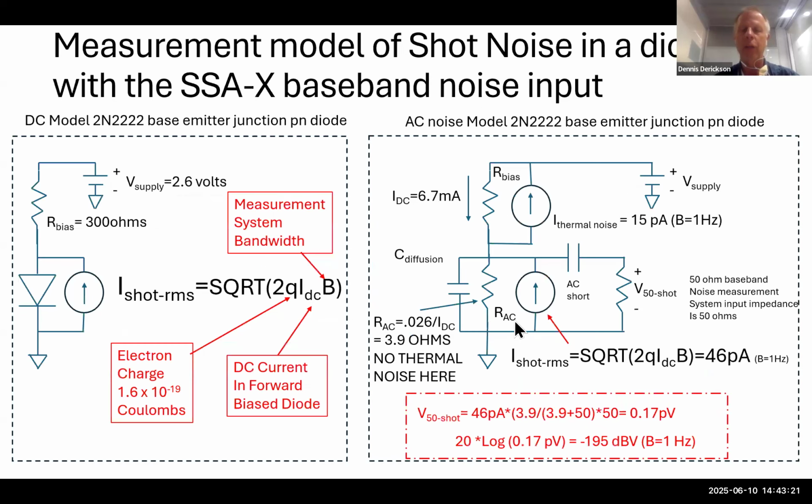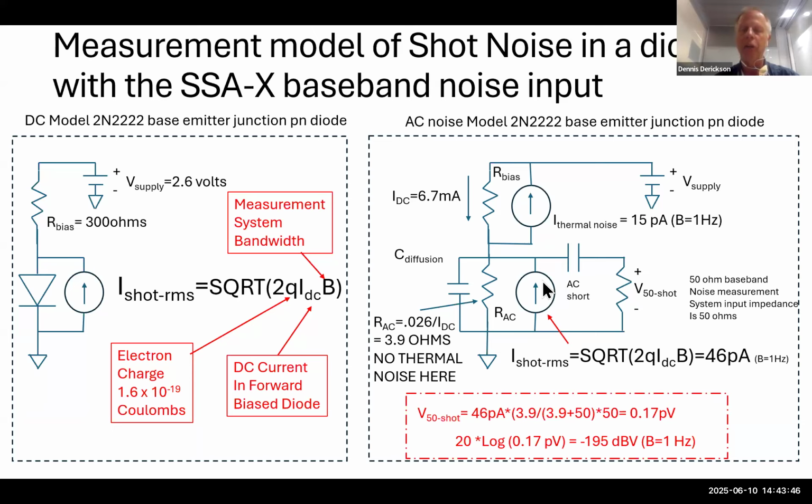Now, in the previous slide, we have two resistors right here. We have this AC resistance, which represents the dynamic resistance of the diode. We have this other resistor, which is a real resistor. That real resistor produces thermal noise. This one does not produce any thermal noise. But now we have two sources of noise in this circuit, thermal noise and shot noise. And so how do those noises add?